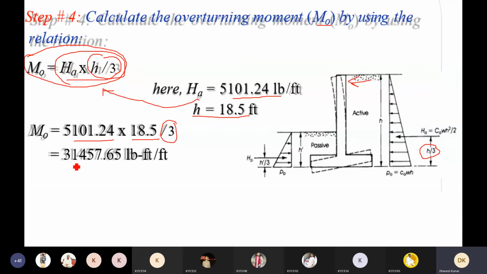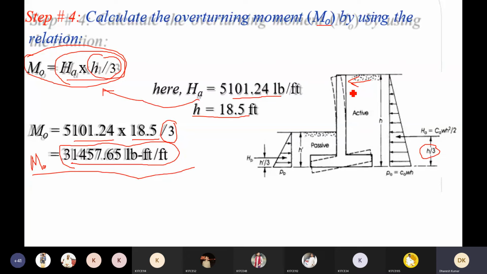It means the moment with which your backfill tries to overturn the wall. In our next step, you have to go for its balancing moment, that is, how much moment your wall creates. So calculating the balancing moment.